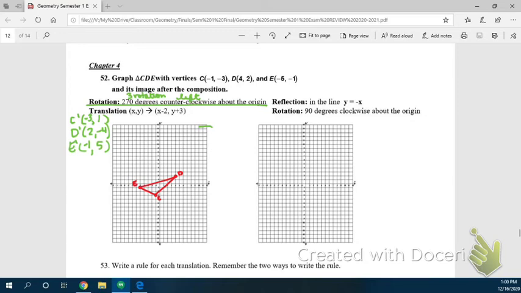Once you have those written down, turn your paper right side up and go ahead and plot those points. So -3, 1, 2, -4, and -1, 5. Make sure that you're labeling.